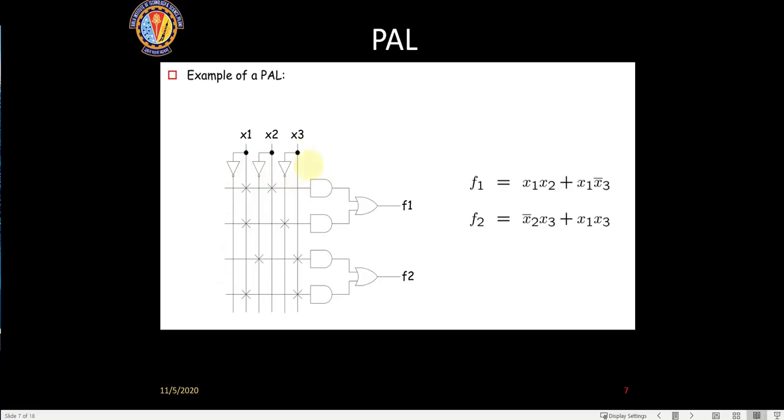There is flexibility in this plane, whereas in this plane there is no flexibility. This makes it slightly compact, so that in certain applications it is used. Is it okay how a PAL is programmed? Is it okay with all of you?